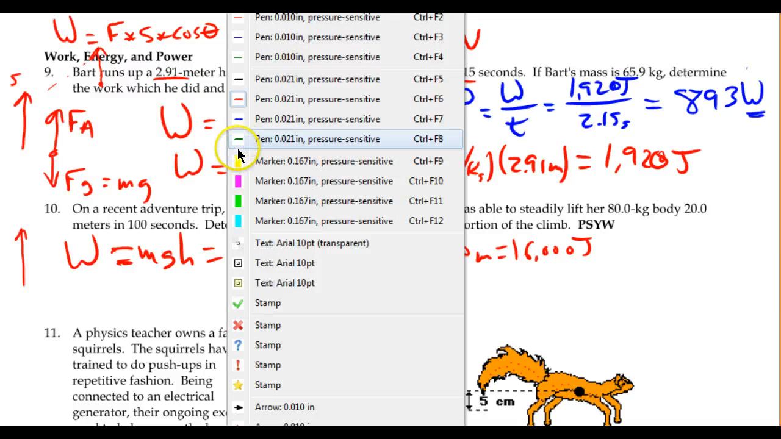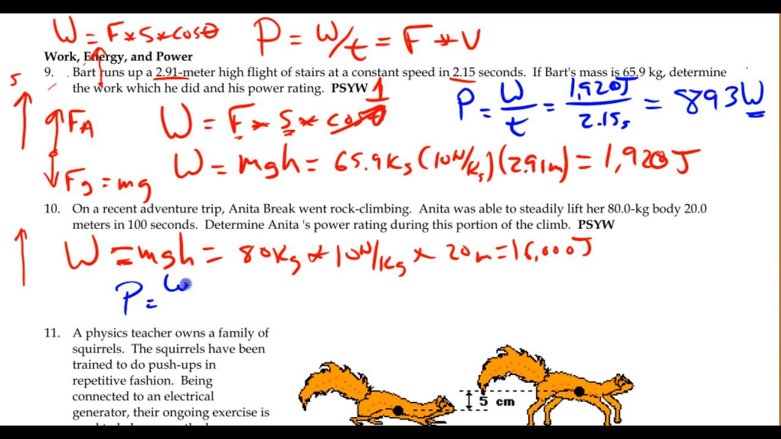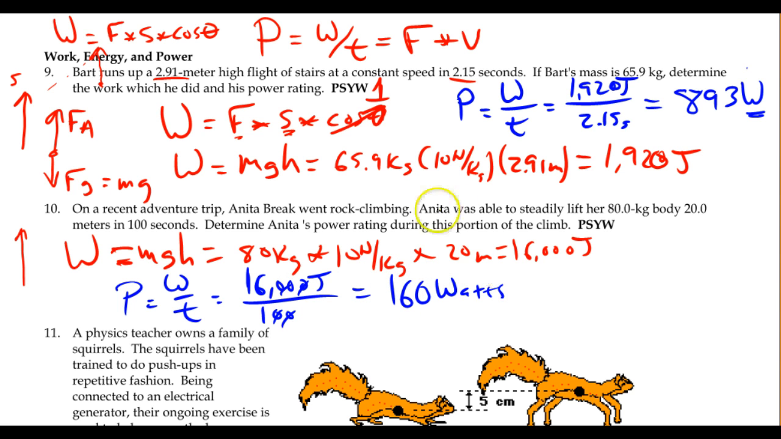To calculate her power again, it's a rate quantity, so power is the work that she did divided by the time. So 16,000 joules divided by her time of 100 seconds. That's nice. We get rid of the two zeros, and she has a power rating of 160 watts. Okay, again, that big capital W there stands for watts. You don't really have to write out the word watts, but be careful, don't mix it up with the W for work. 160 watts, you know, a regular light bulb is around 100 to 150 watts. So over this time period, she's not generating a huge amount of power. She's probably going to climb at a nice steady pace as she goes up the rocks.